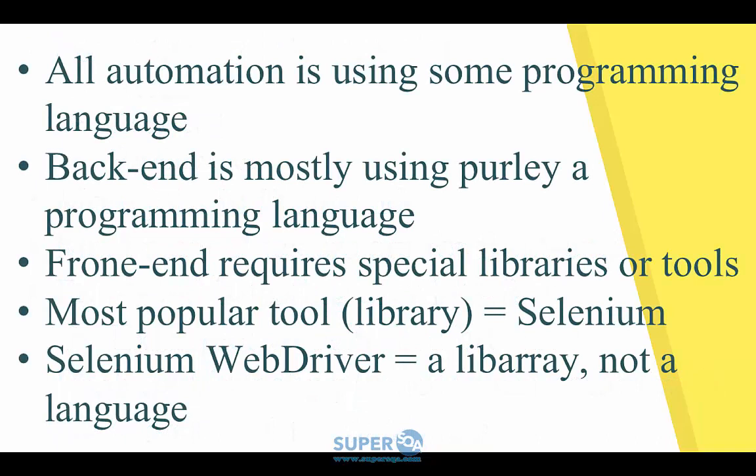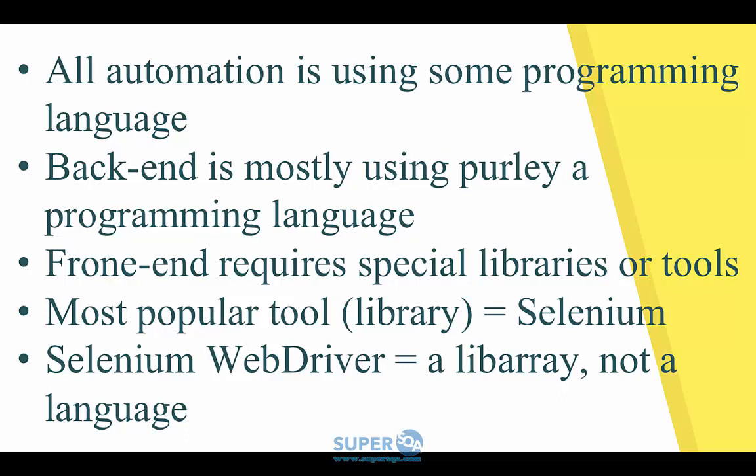Either way, you do all this with some programming language. Typically, the back-end is purely a programming language, but for the front-end you need tools. The most popular tool for front-end web automation is Selenium WebDriver. When I'm talking about front-end, I'm referring to web apps. Desktop apps like Microsoft Word and Notepad are also UIs, user interfaces, and are considered front-end, but my focus is on web, which is anything you view in a browser or a mobile app. Selenium WebDriver only works for web and mobile apps.